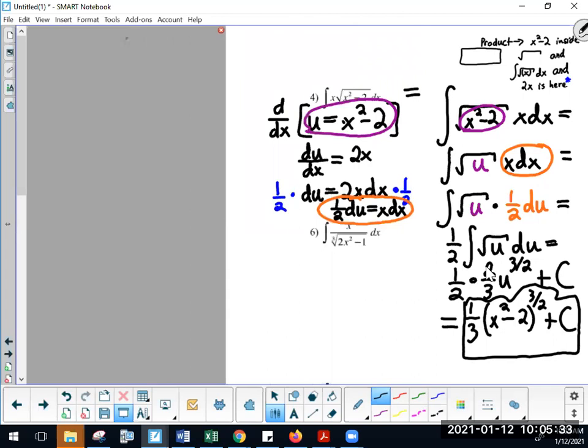I'm just going to mention that if we take the derivative of 1/3 times x squared minus 2 to the 3/2 power plus c, we're going to need the chain rule. So it's going to be 1/3 times 3/2 times the quantity of x squared minus 2 to the 1/2 power. Take the derivative of x squared minus 2, you get 2x. 1/2 times 3/2 times 2x times 1/3 is x. Yeah, so that worked out gloriously.